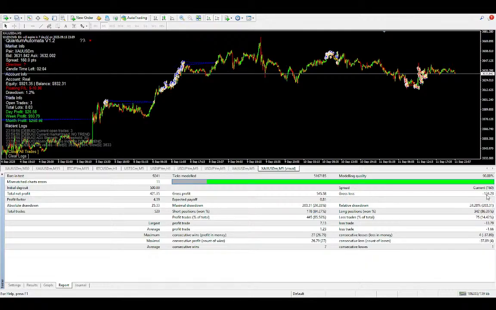Gross loss was 123. Relative drawdown is 203, that is 28% of what we have at the end of the day, 900 plus. While the absolute drawdown is 25. Now 25 is just the least, which is very fine.